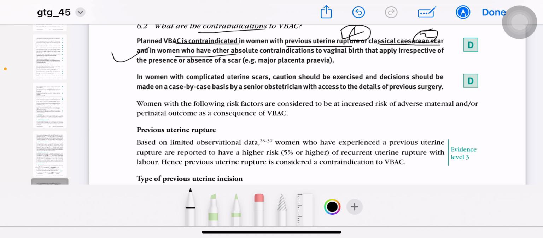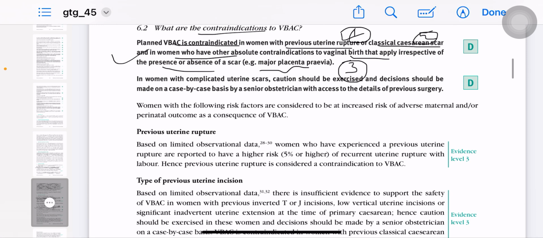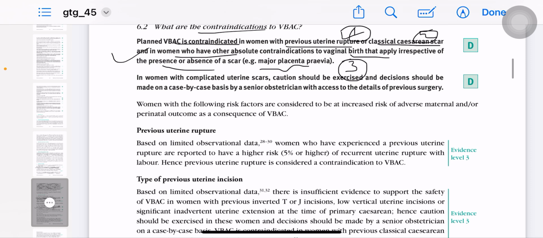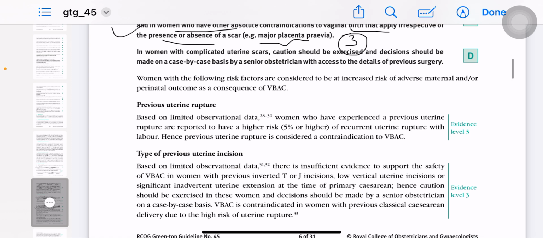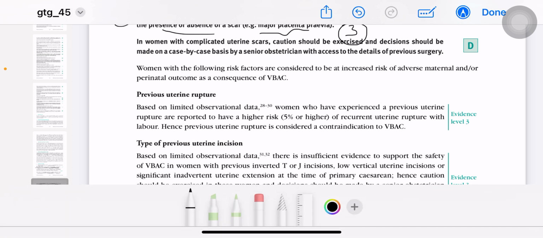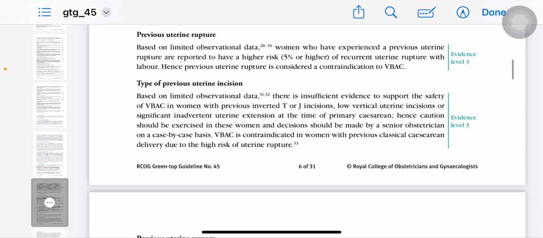Or in whom there is another absolute contraindication to vaginal birth that applies irrespective of the presence or absence of a scar, for example, major placenta previa. So your three contraindications are: previous uterine rupture, classical cesarean scar, and major placenta previa. In women with a complicated uterine scar, caution should be exercised and decisions should be made case by case by a senior obstetrician, considering the details of the previous surgery.